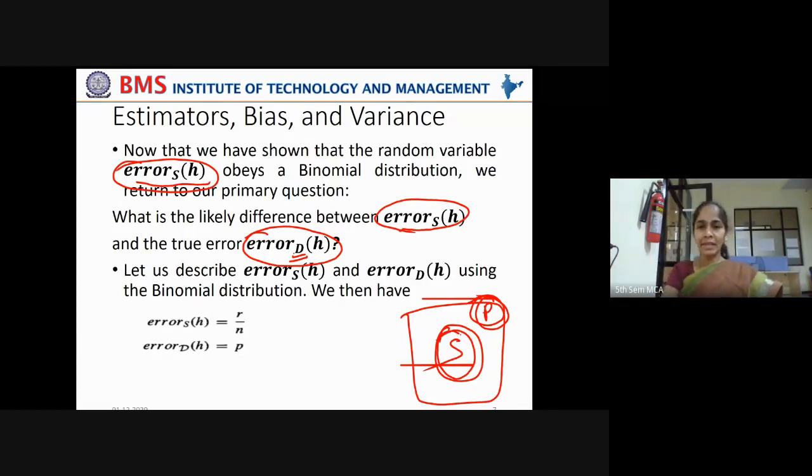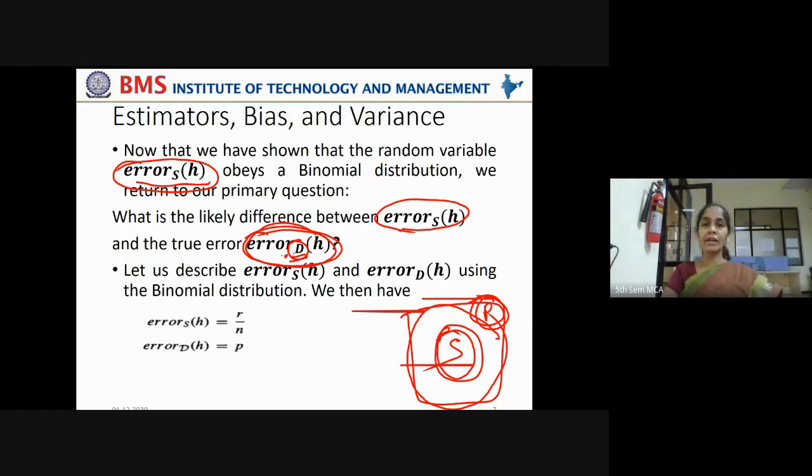Okay, so what is the likely difference between the sample error associated with the sample, and whenever you pick a new instance or a new data point from the distribution D, that is the distribution of the entire population from which you have picked up the sample? What is the true error associated with that new instance? How good is that instance predicted, whether it is predicted correctly or wrongly? That is the error associated with the larger population. That is called the true error, indicated by error D of H.